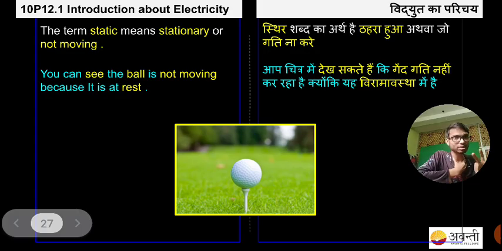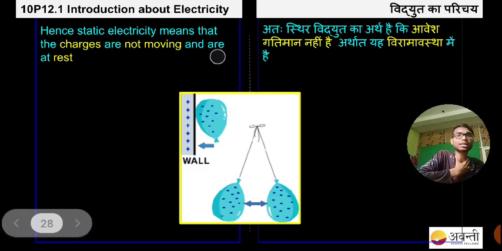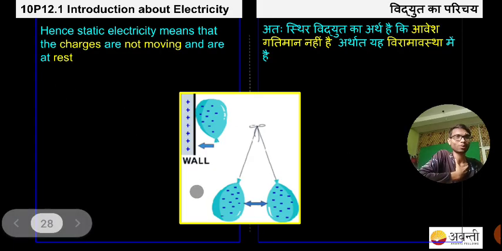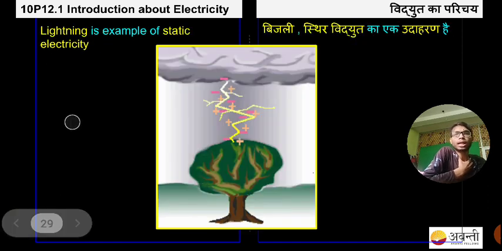The meaning of this example is similar to electric charges, to static electricity here. Hence, static electricity means that the charges are not moving. These charges, ions, electrons, all these are charges. All these charges are not moving at all. This is what static electricity is. Is that clear?